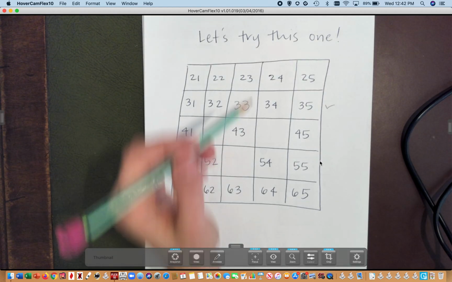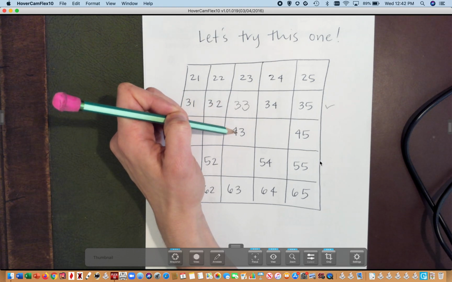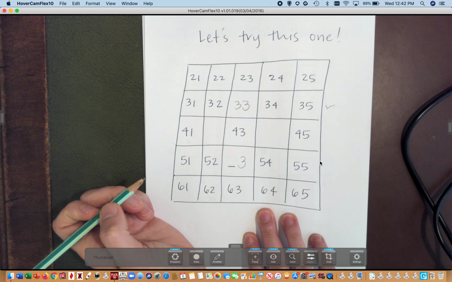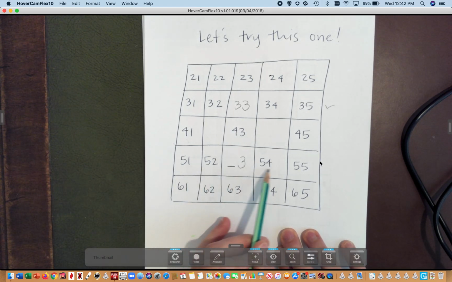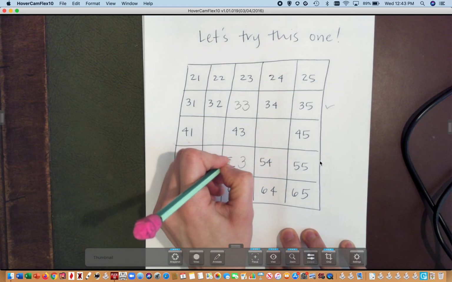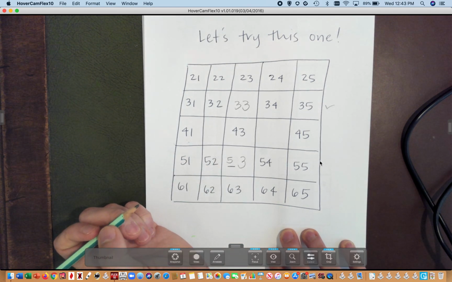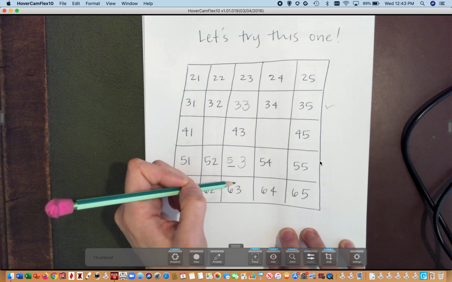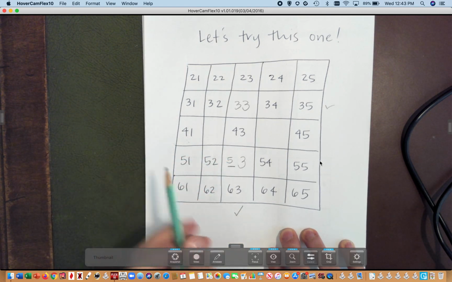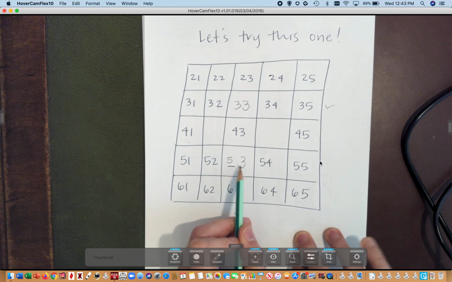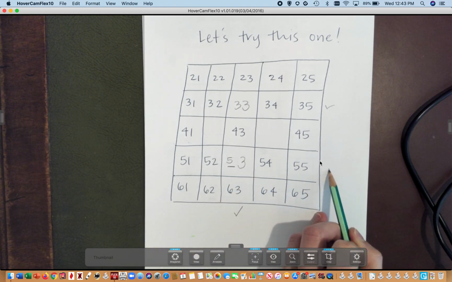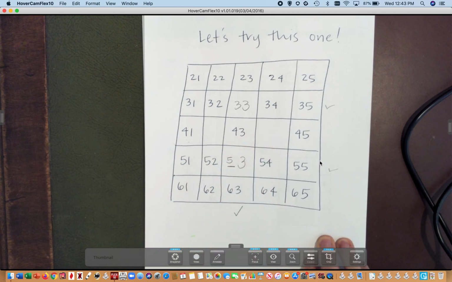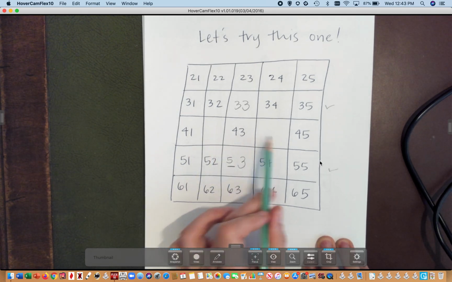There we go. 23, 33, 43. I need something with the 3 in the ones place. And it looks like these are all 50s. So I'm going to try 53 and then I can also double check that. 23, 33, 43, 53, 63. 51, 52, 53, 54, 55. Great. Now I'm just missing 2 numbers. See if you can stop the video and solve these 2 by yourself.